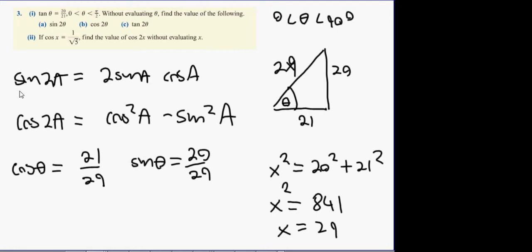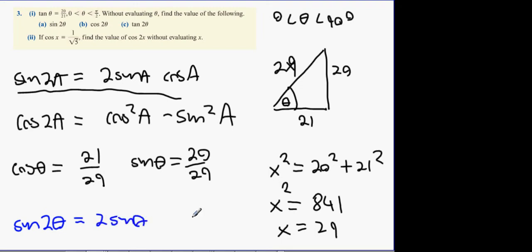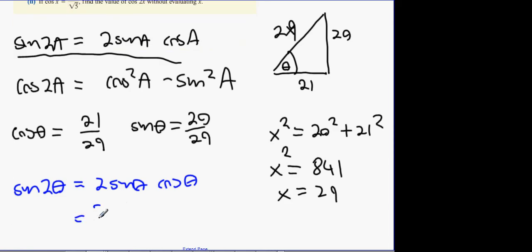So all we have to do is use this formula here. See this one here? Sine 2a. Now we're going to call that sine 2 theta. Sine 2 theta equals 2 sine theta cos theta. And what we can do here is we can say 2 times 20 over 29 multiplied with 21 over 29. What do we get for that? 840 over 841.